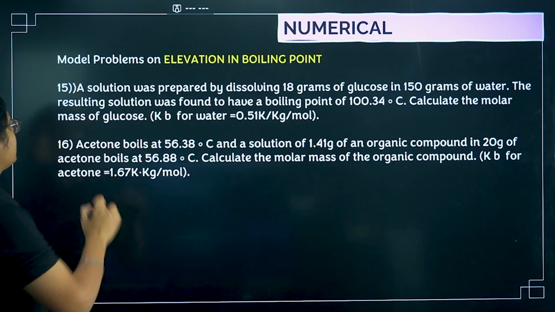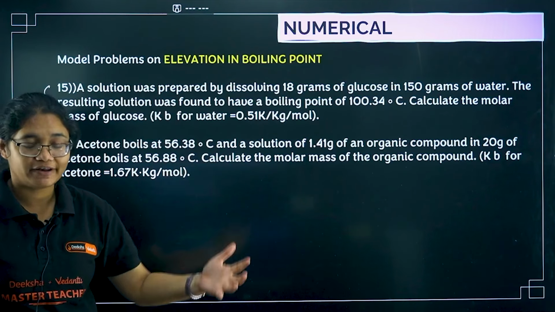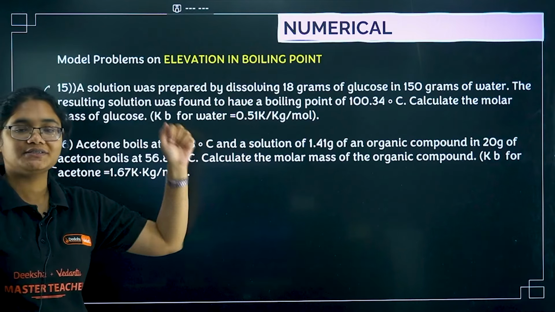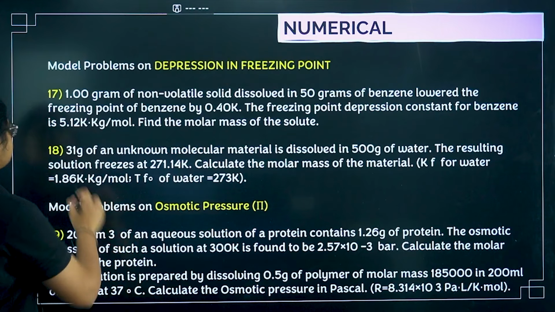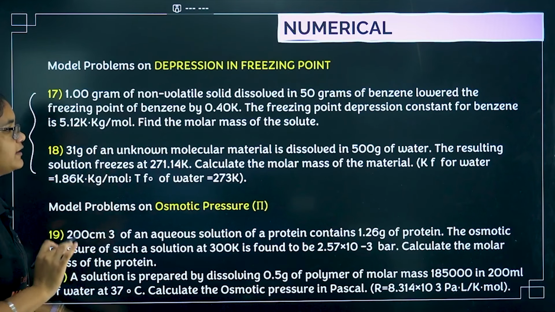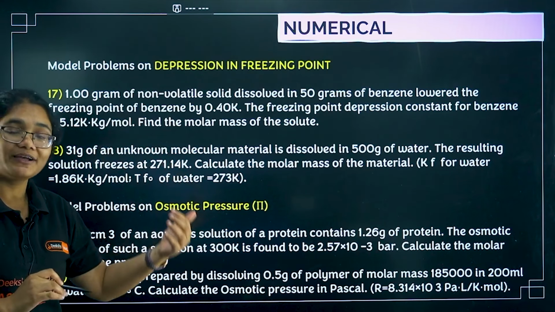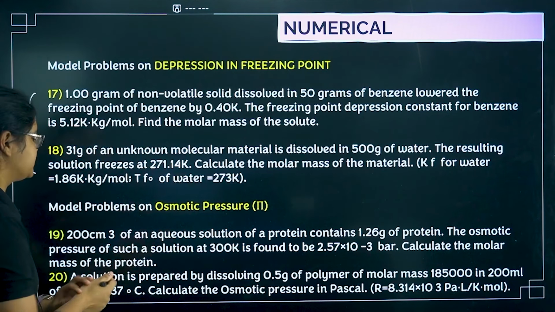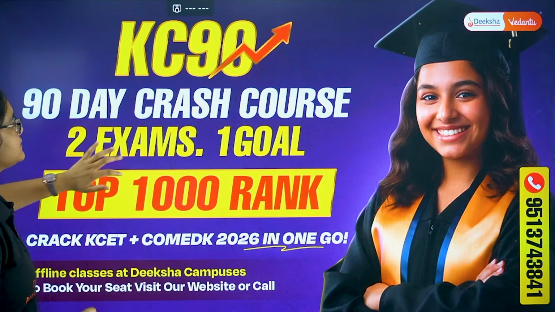Numericals on elevation in boiling point, 2 of these questions are there. If you can, I would really appreciate it if you solve these questions and put down your answers in the comment section. I'll definitely reply to that. Next, depression in freezing point, 2 numericals are given. Try these questions. These are all given in your sample question paper, model question paper, question bank and previous year questions. Next, osmotic pressure, 2 numericals. Okay, so practice these numericals.